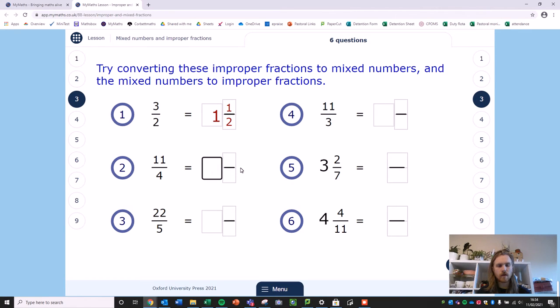11 quarters. Well, 4 quarters is 1 whole pizza. 8 quarters is 2 whole pizzas. 12 quarters would be 3 whole pizzas, so that's too many. So I can get 2 whole pizzas from 8 quarters, and then to get up to 11, there are 3 quarters left over. I'm not going to do all of those now, but do have a go at that section.